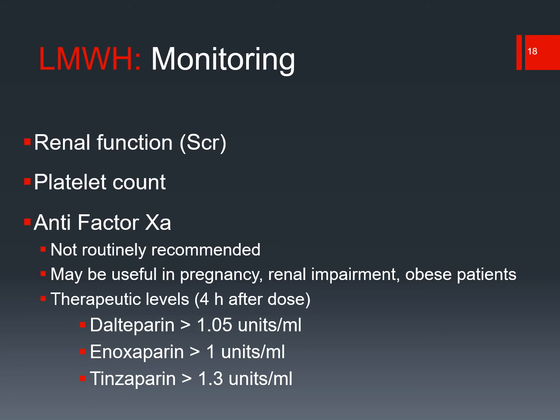If we are monitoring anti-factor Xa, we do have specific therapeutic levels, which should be drawn 4 hours after that dose, and you would be responsible to understand that it should be at least 1 or higher. So looking at enoxaparin as our guide, therapeutic levels for our low molecular weight heparins using anti-factor Xa should be higher than 1.